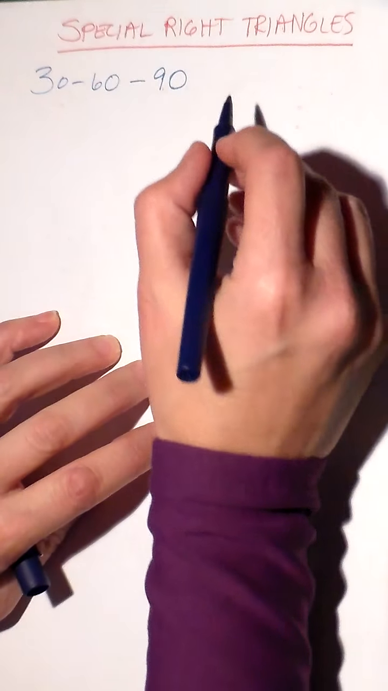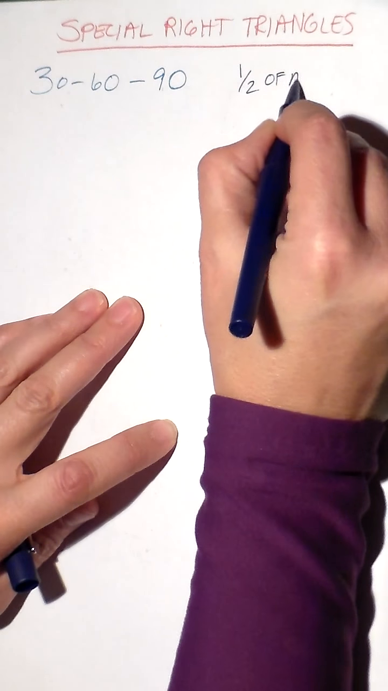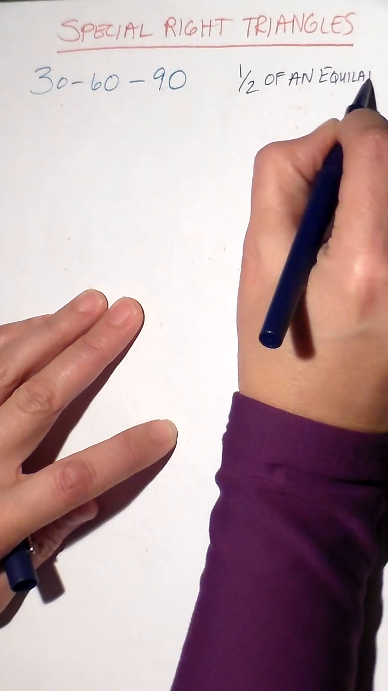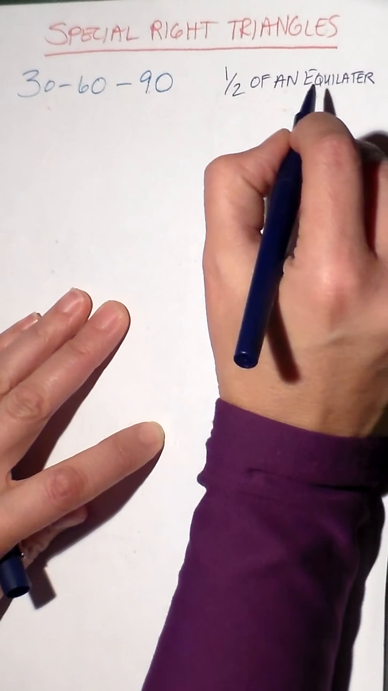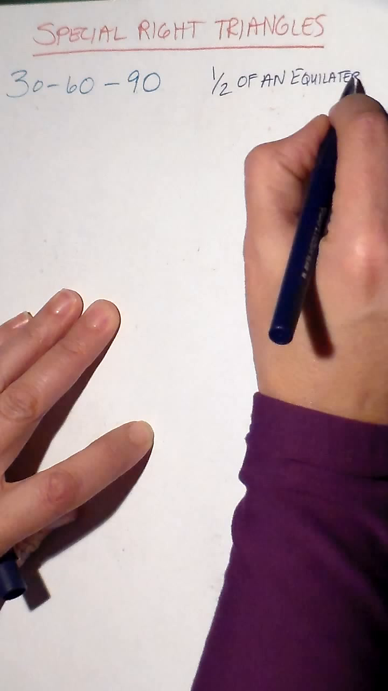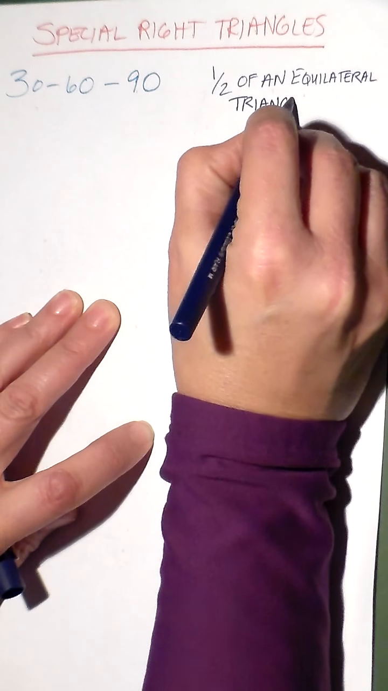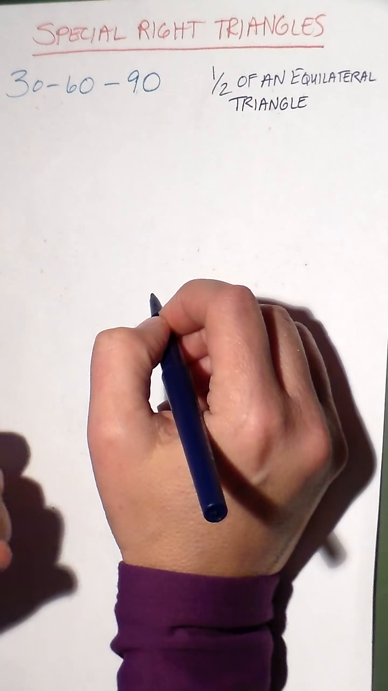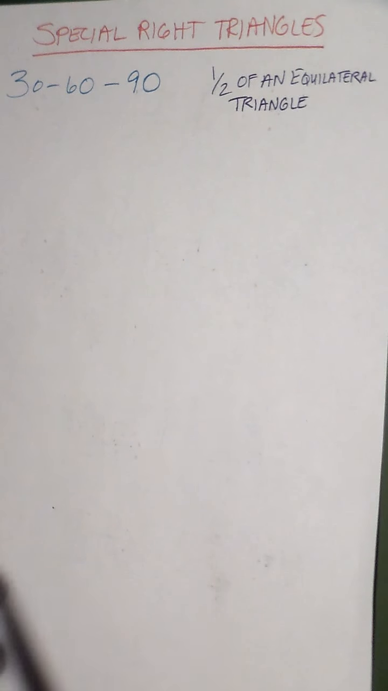Now the first thing with the 30, 60, 90 is that it is 1/2 of an equilateral triangle. See if I can fit this on here. Goes a little off the screen. I might scoot this over a bit. It's 1/2 of an equilateral triangle. So every 30, 60, 90, you have an imaginary 60, 60, 60, which is an equilateral triangle that you can actually create from that picture. So let's look at the 30, 60, 90.